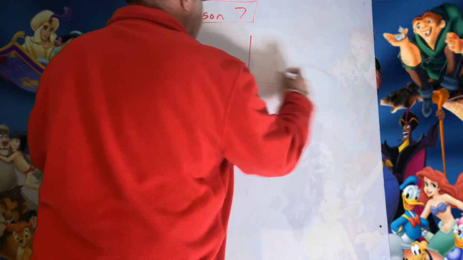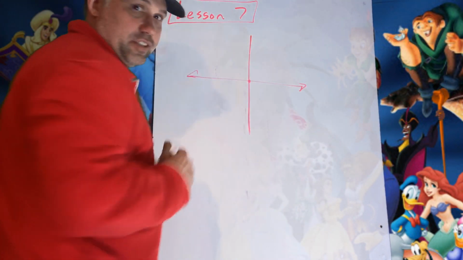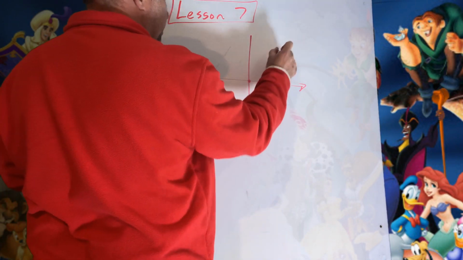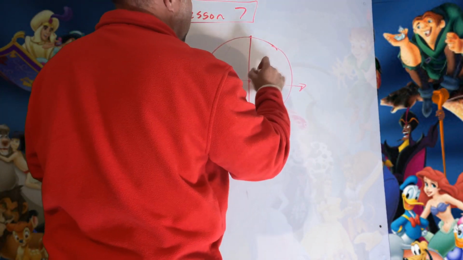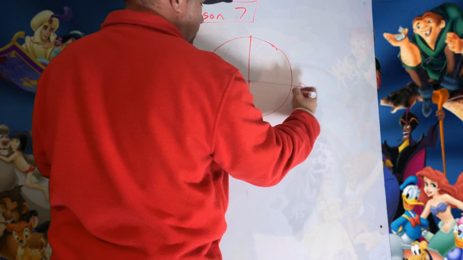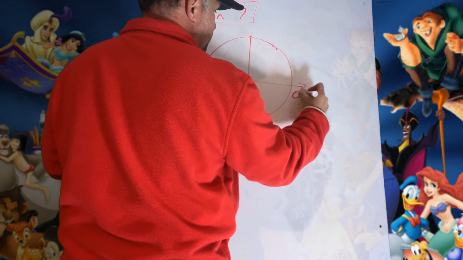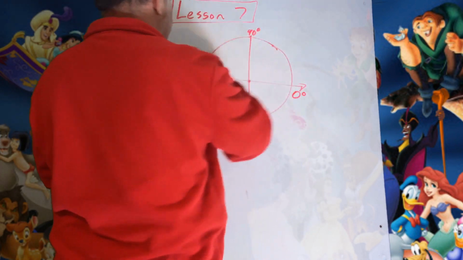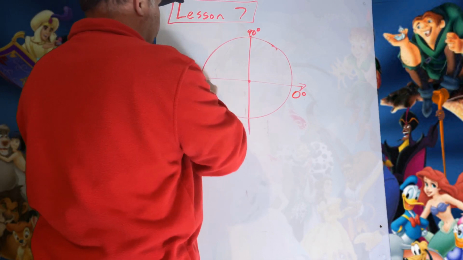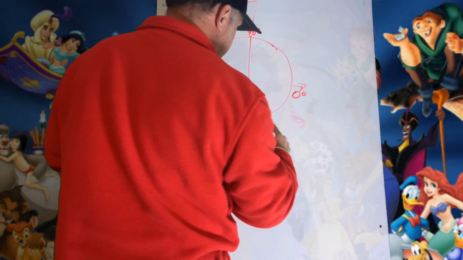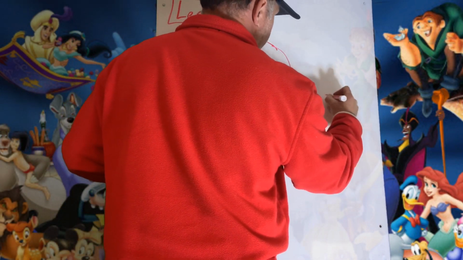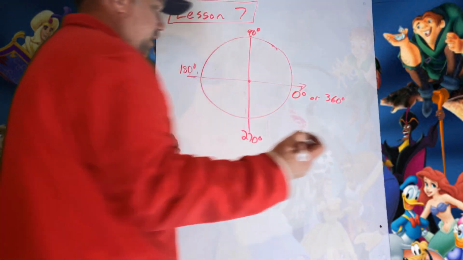Again, unit circle is a circle whose center is at 0, 0 and whose radius is 1. And this time I'm going to put the angles in here. We have 0 here, we have 90 here, we have 180 here, and 270 down here. Remember, this is also 360 as well, or the same.